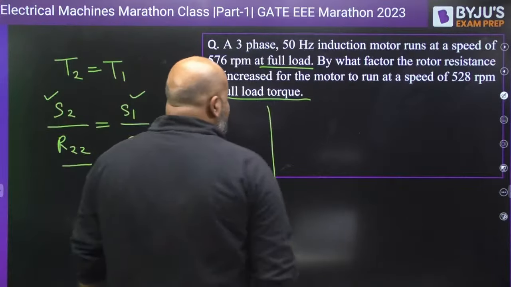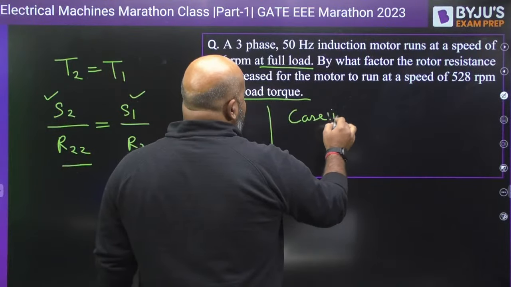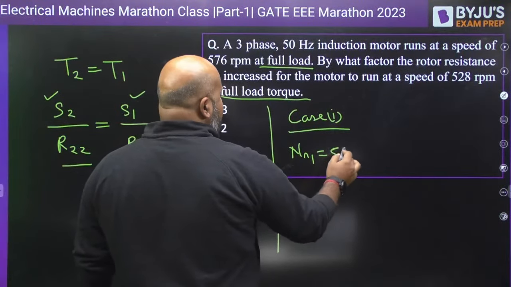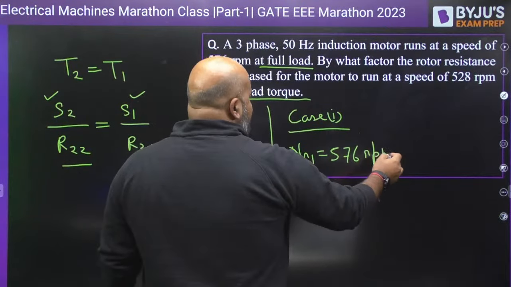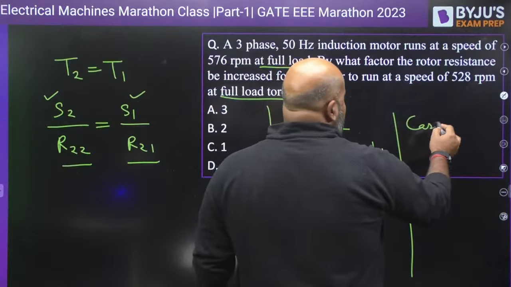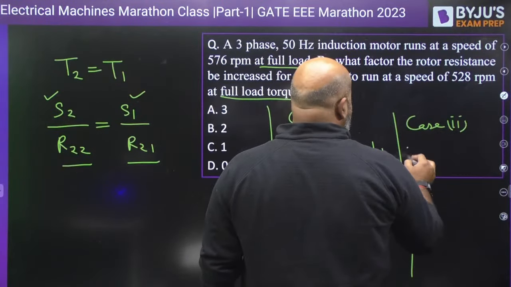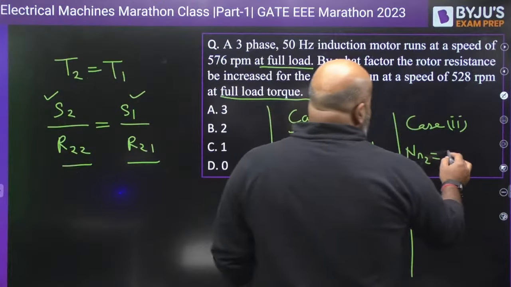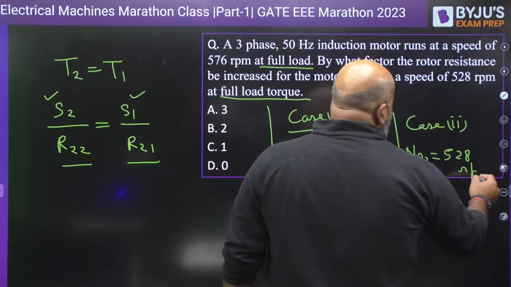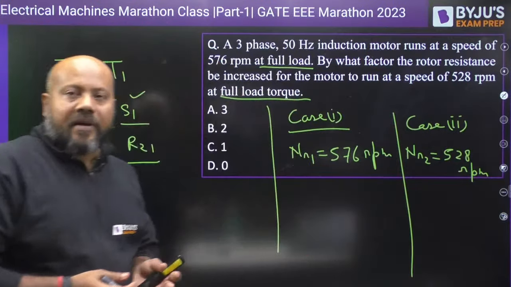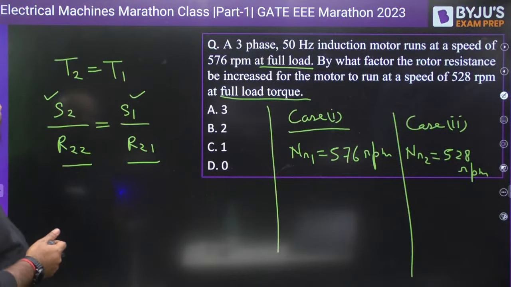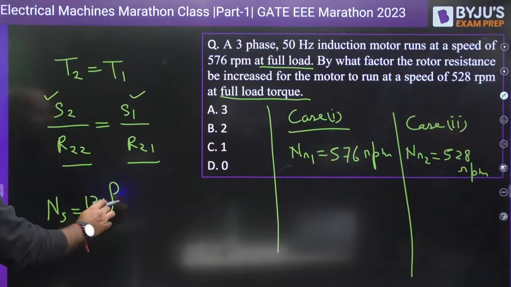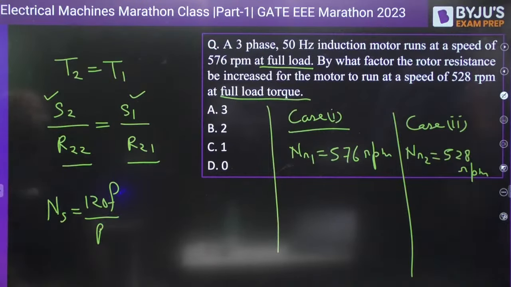Now, in the first case, he is giving you the rotor speed as 576 RPM. In the second case, he is giving you the rotor speed NR2 as 528 RPM. Now, if you know the synchronous speed, very easily you can find S1 and S2, but you don't know the synchronous speed. How to find the synchronous speed? Synchronous speed is going to be 120 F upon P, okay?